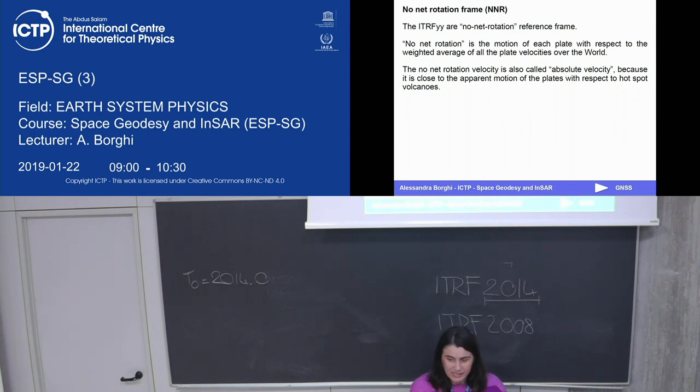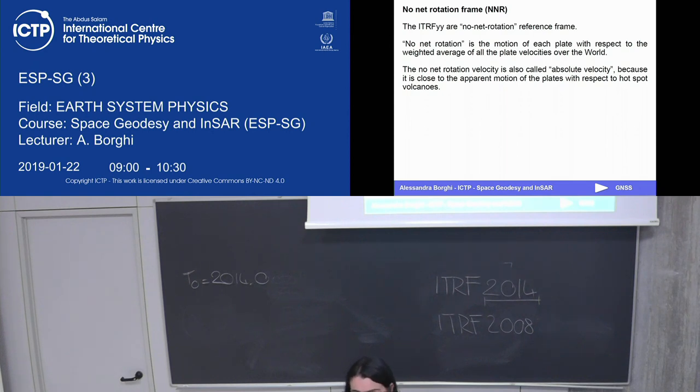We have a reference frame that is rotating, and we impose a condition on the motion of the plates. The absolute motion of the plate is close to the values we obtain by comparing this velocity with the velocity of the plate with respect to the hotspots on the Earth. So in this sense it's called absolute velocity, but it is a way to control all the velocities of the plates. It's what we do in geophysics.